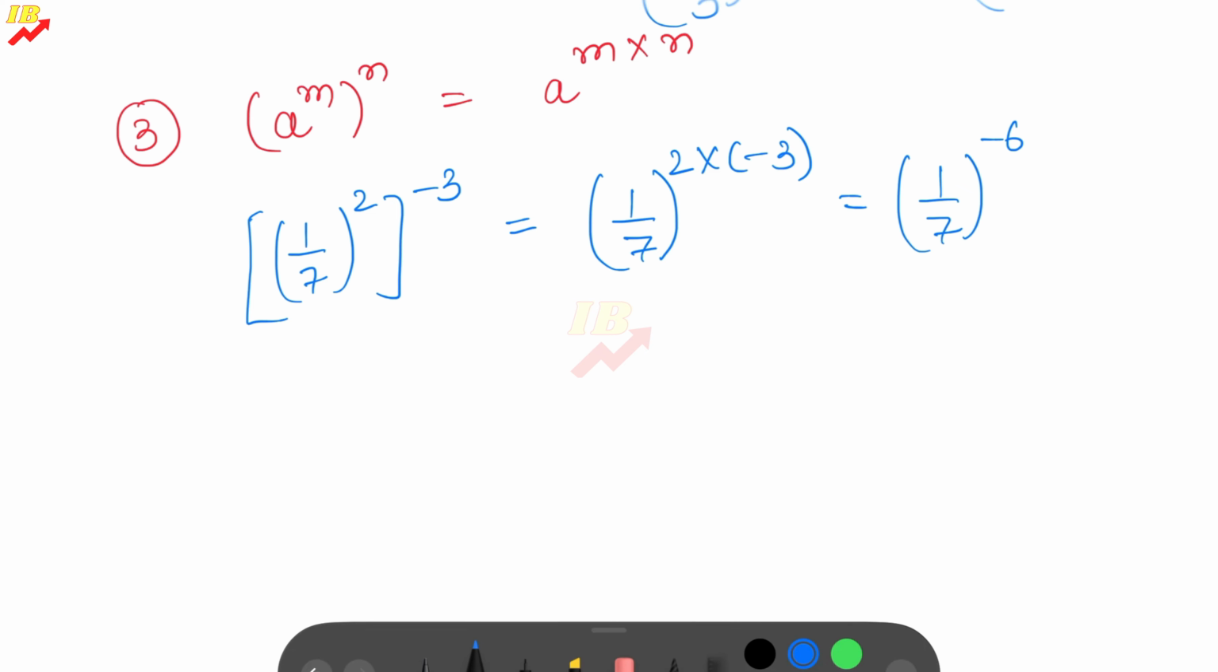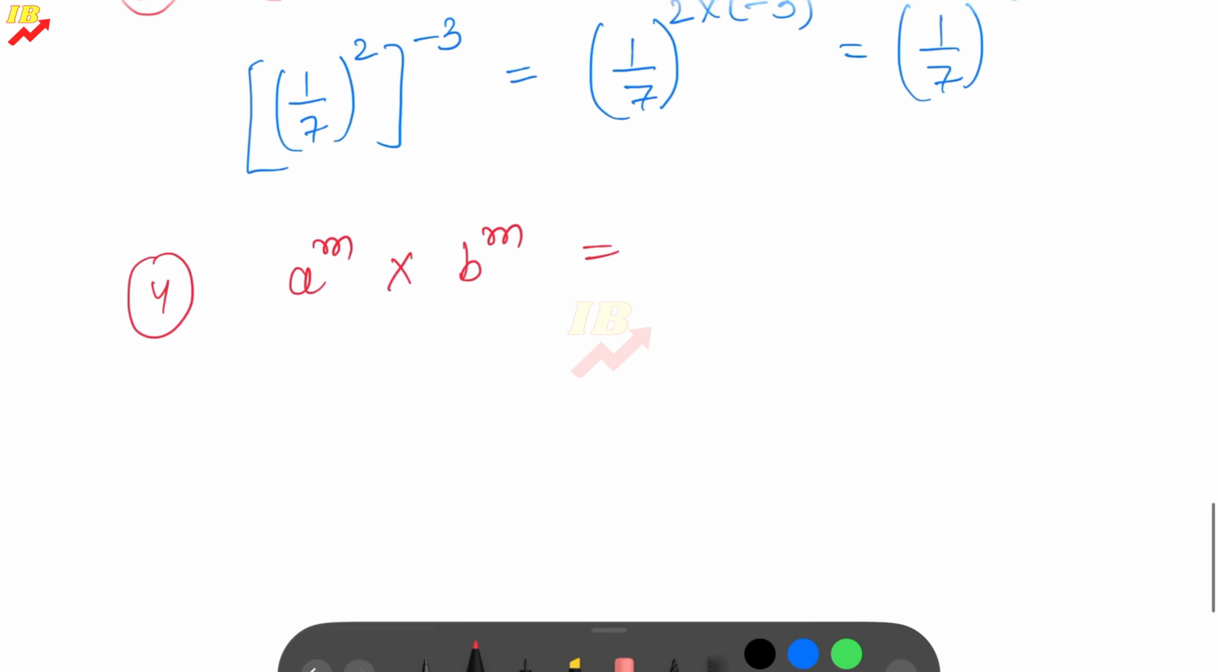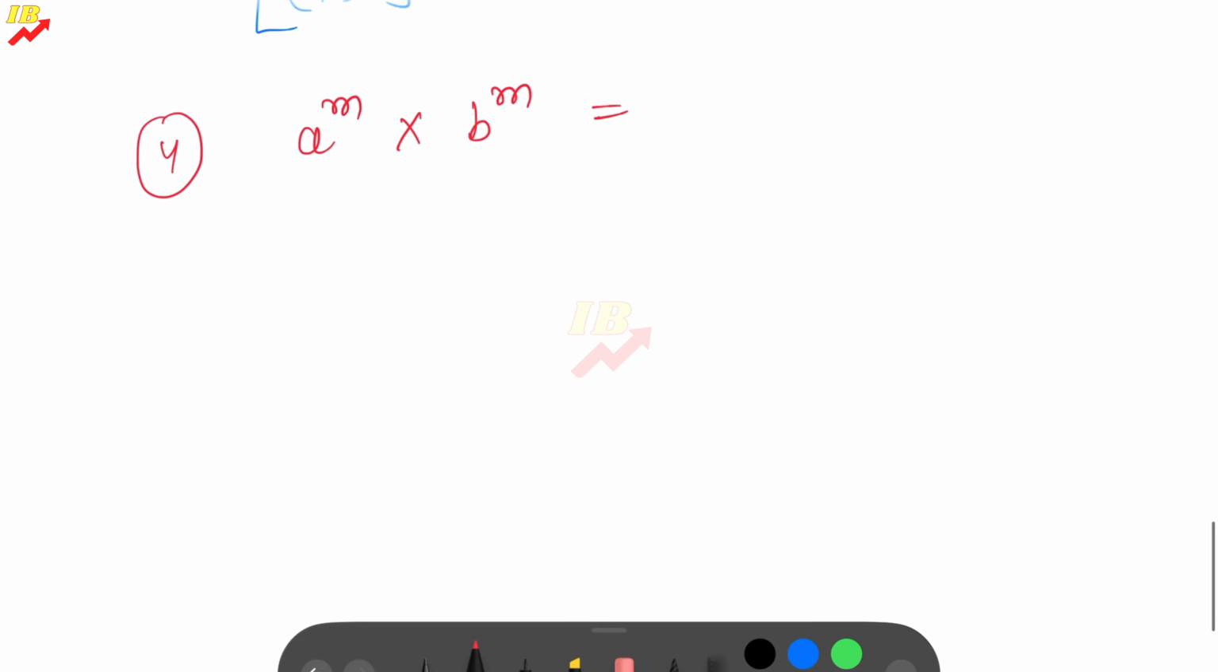I hope this is also clear. The fourth rule says that when you have a to the power m and b to the power m, the bases are different this time, but the powers are the same. So we'll multiply the bases and make a common power.